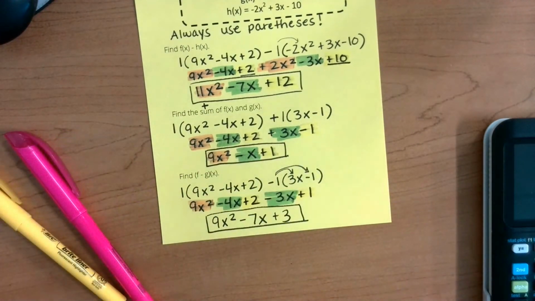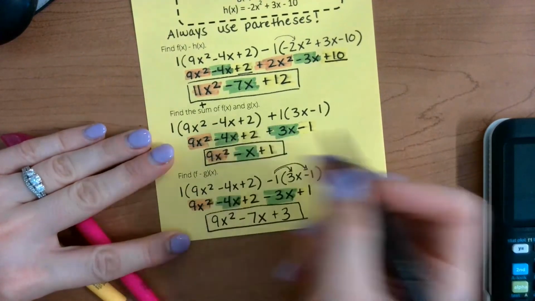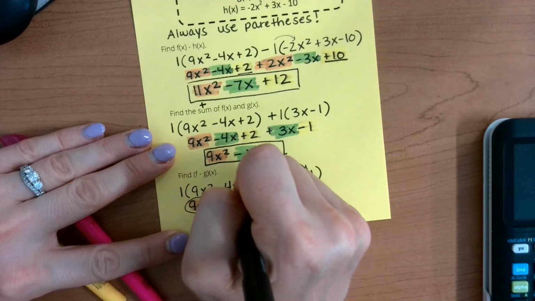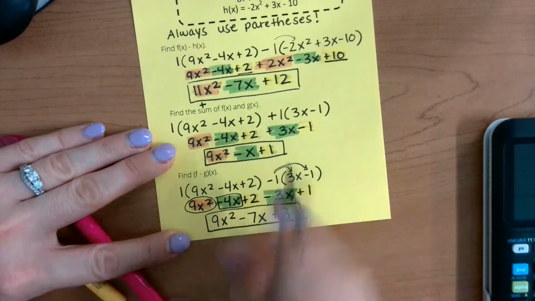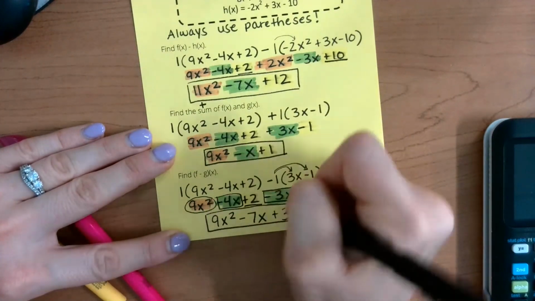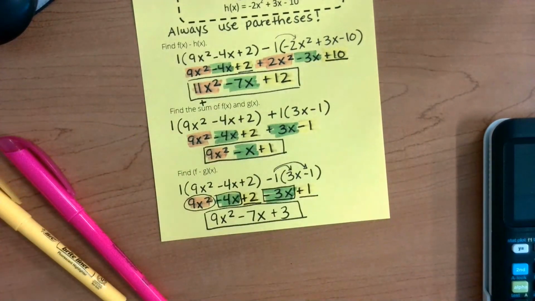Oh, and I said I would show you, if you don't have colors, you can use symbols. So like, for example, you could circle the x terms. You could put a box around, or circle the x squared terms. You could put a box around the x terms. You could underline the constant. So something like that, just to show what you're combining. It really helps a lot of students. So I would recommend trying it and see if it helps you if you don't have colors.